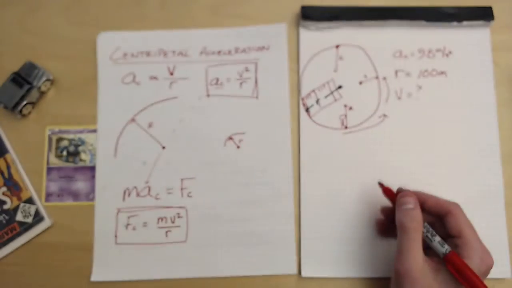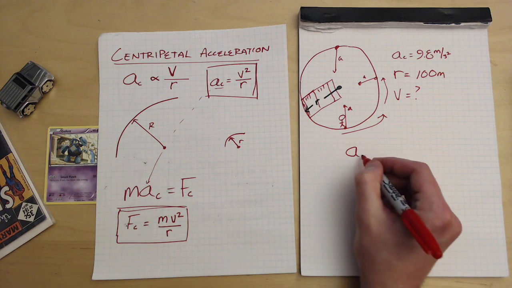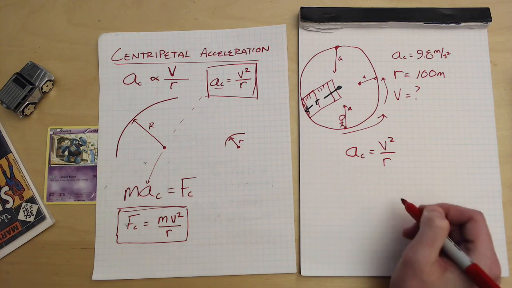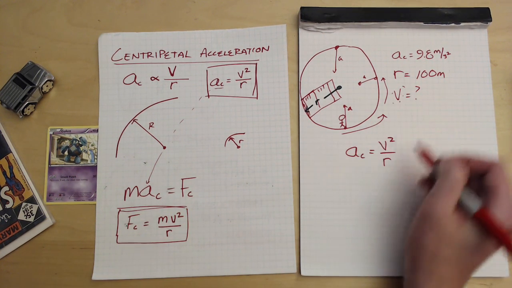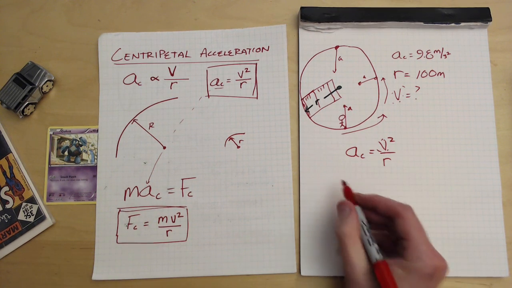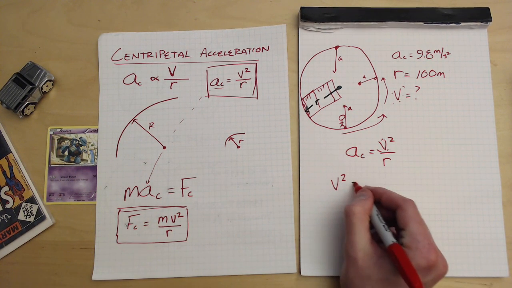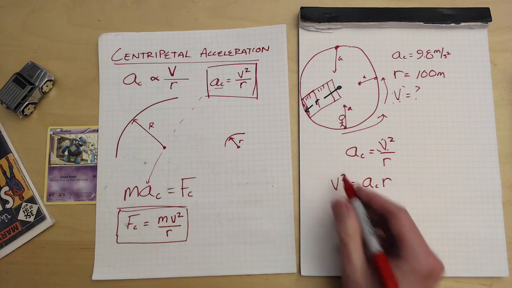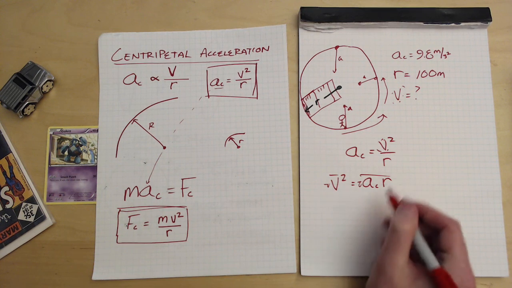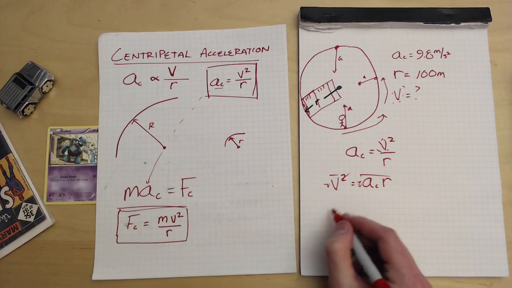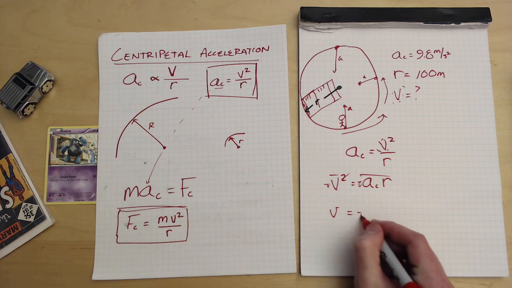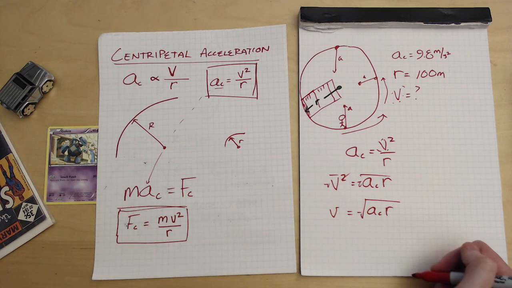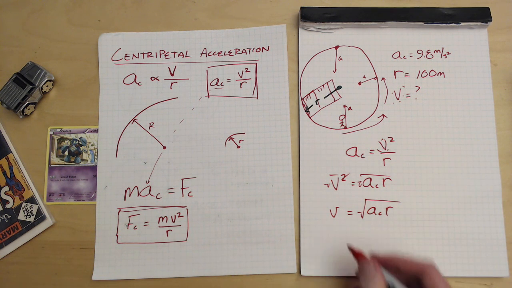Well, let's look at our centripetal acceleration equation. We have centripetal acceleration is equal to v squared over r. Remember, we're solving for v, so we need to isolate v. So we're going to get v squared is equal to ac times r. And we need to square root both sides to eliminate this square. And we're going to get v is equal to the square root of our centripetal acceleration times the radius of our space station. So now all we have to do is plug in numbers here.